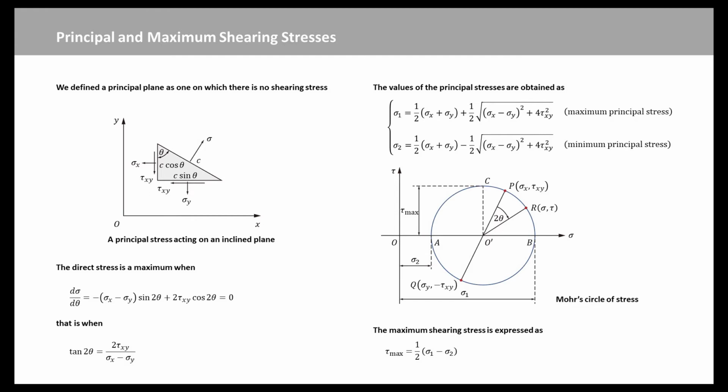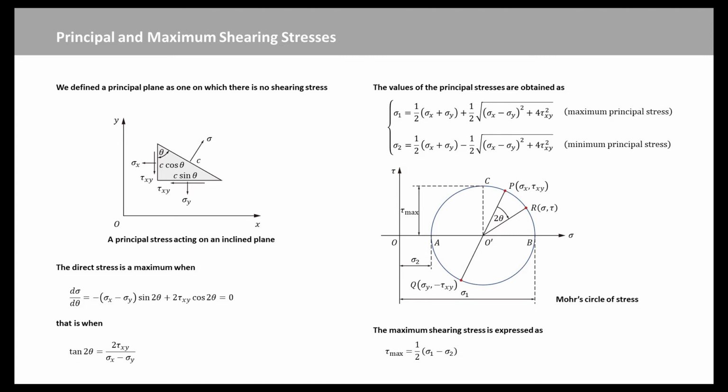Alternatively, the principal stresses can be calculated more directly without finding the principal planes. The normal stress sigma is a maximum when we differentiate the sigma equation and set it equal to 0. Then we obtain tangent 2 times theta. This equation defines the directions of the principal stresses. The principal stresses are also the maximum and minimum normal stresses in the material. The principal stresses are expressed as the two equations.